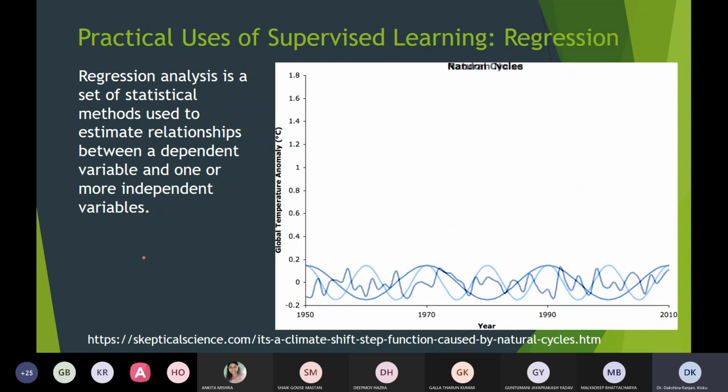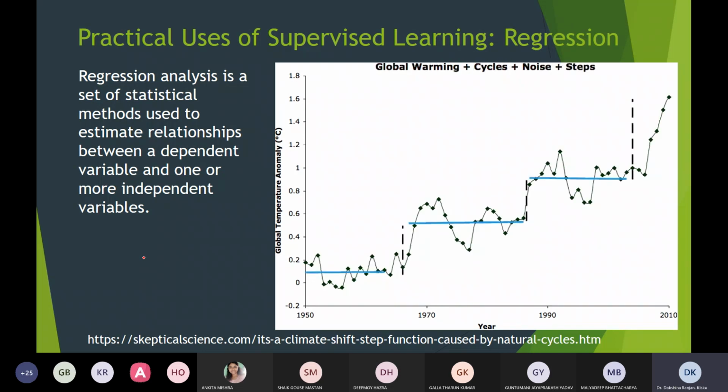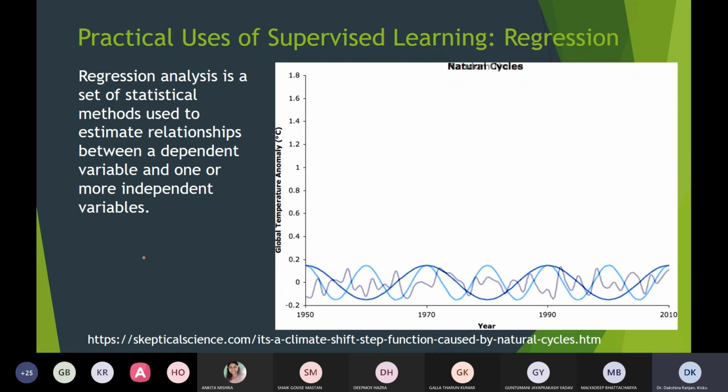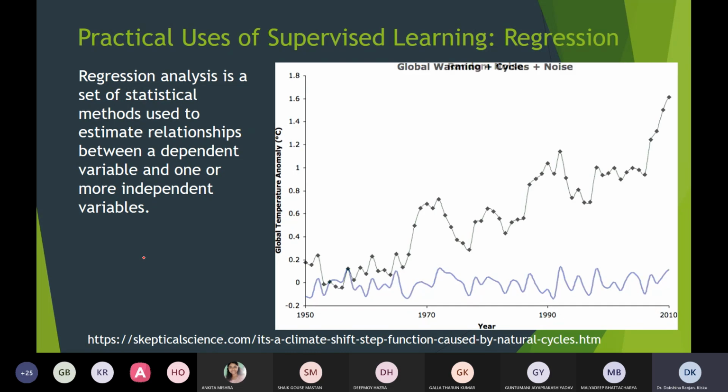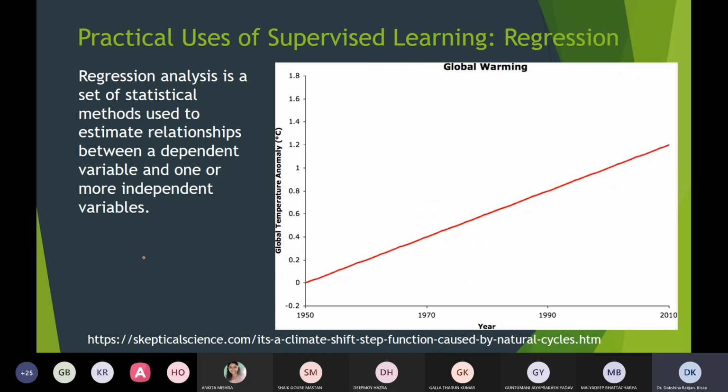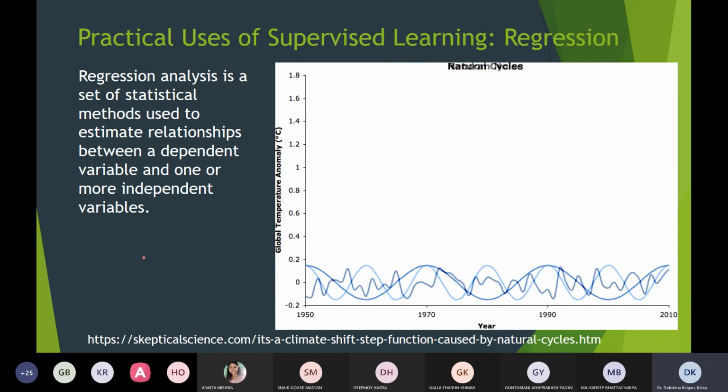So here the dependent variable will pose as another attribute, and this attribute will be used to predict some values for some event. Here the event is global warming. So we are trying to find the global temperatures for future years or the coming years. If we have the data for the last 50 years or last 100 years, then it will be easy for us to predict the values for the coming years.